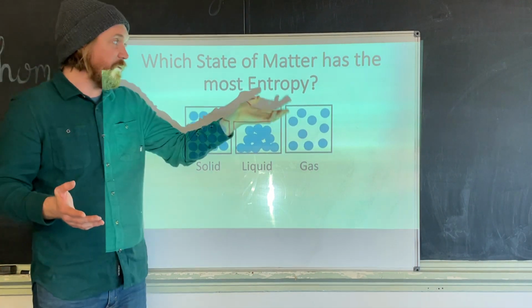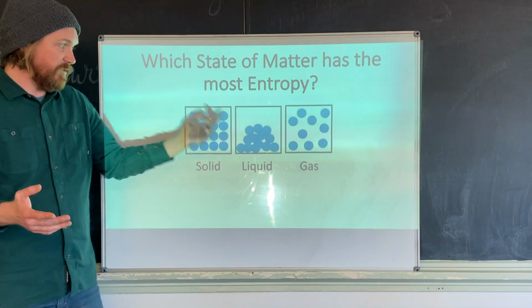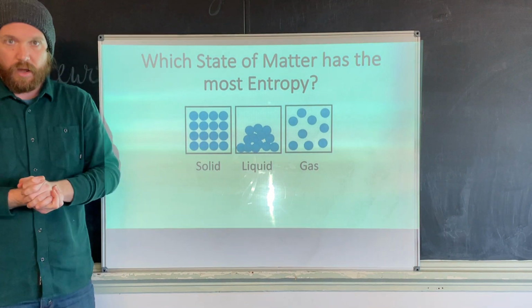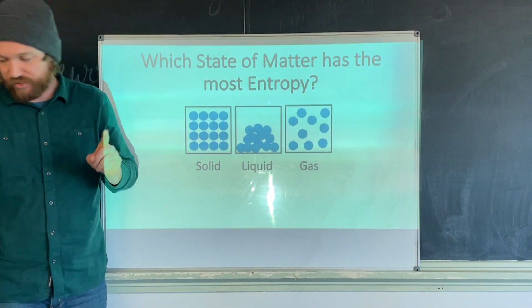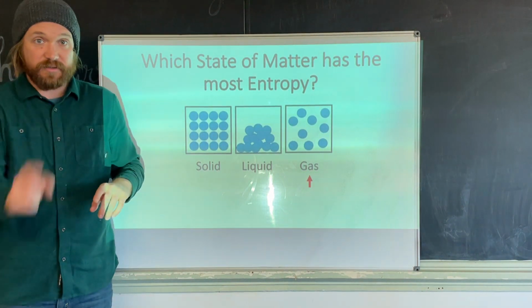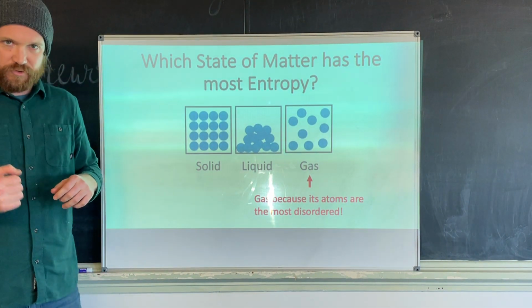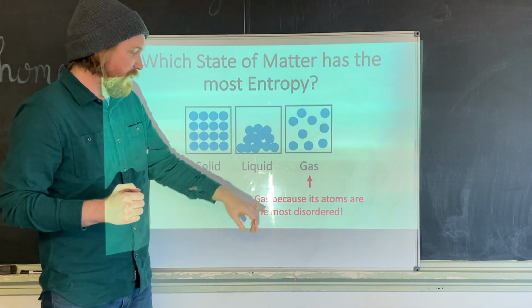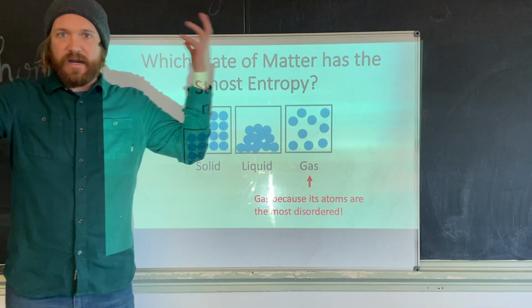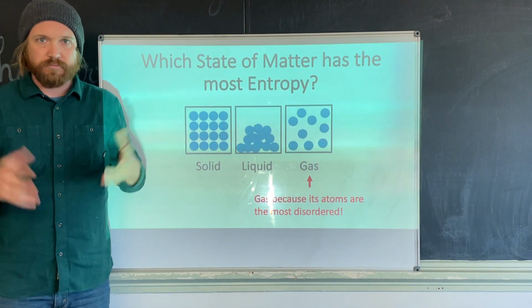Which state of matter has the most entropy? Solids, liquids, or gases? Think about it. Have an answer? Did you say gas? Because if you did, you were correct. Gases have the most entropy because their atoms are the most disordered, right? Their atoms are out kind of doing whatever they want. Interesting, right?